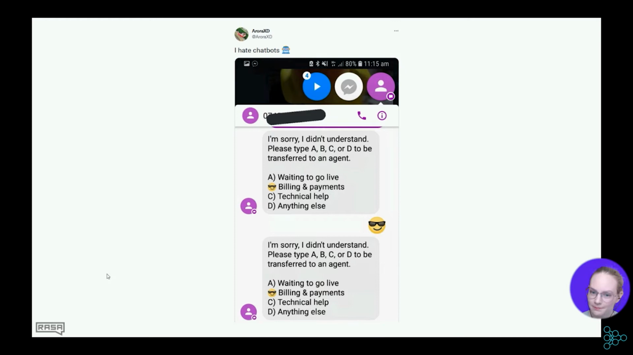This person is trying to get some information about billing or payments. They have options A, B, C, D. The B option is an uppercase B and then a parenthesis, and that's being rendered as a sunglasses emoji. When they type it in, it is also rendered as a sunglasses emoji. So even though they're doing exactly what the chatbot is telling them to do, it's not working.